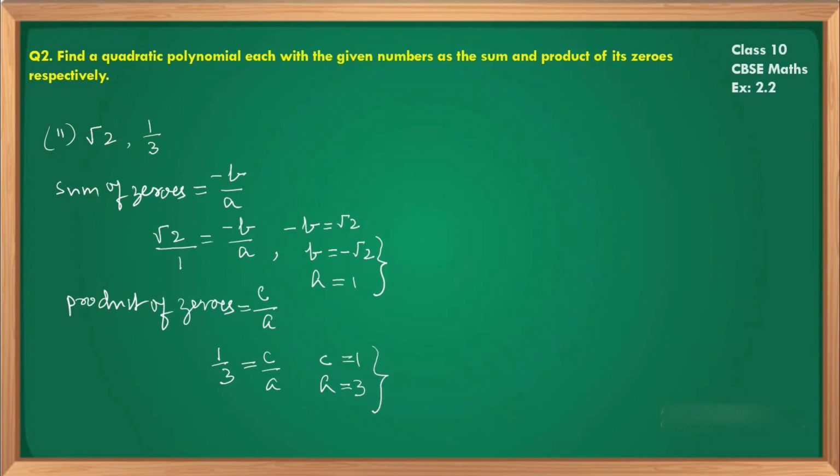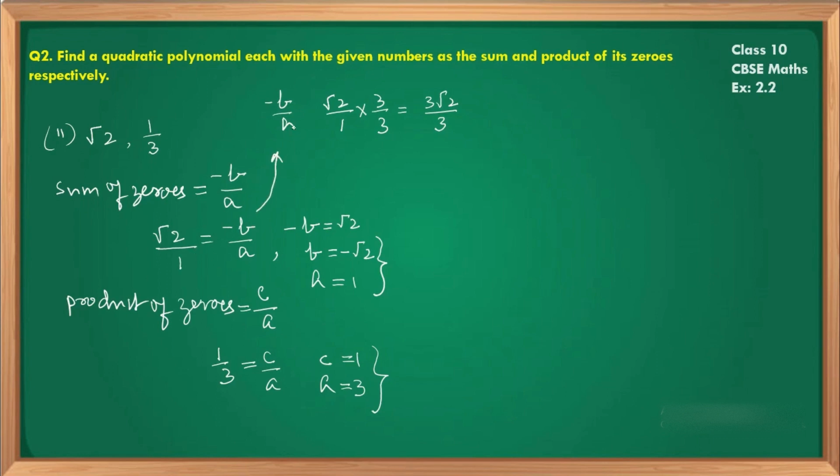Here again we have the same problem, that the A has two values, 1 and 3. You need to multiply 3 root 2 by 1 so that you get the A value as 3. Let us write down that root 2 by 1 into 3 by 3 is equal to 3 root 2 upon 3. This is minus B by A, that is this one.